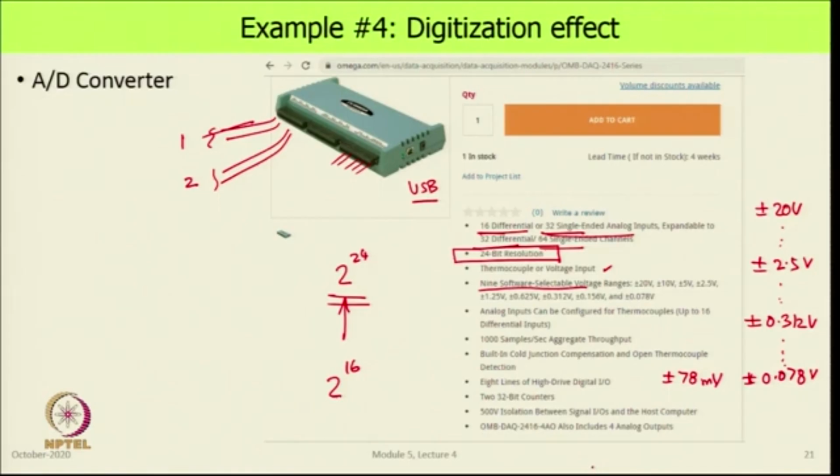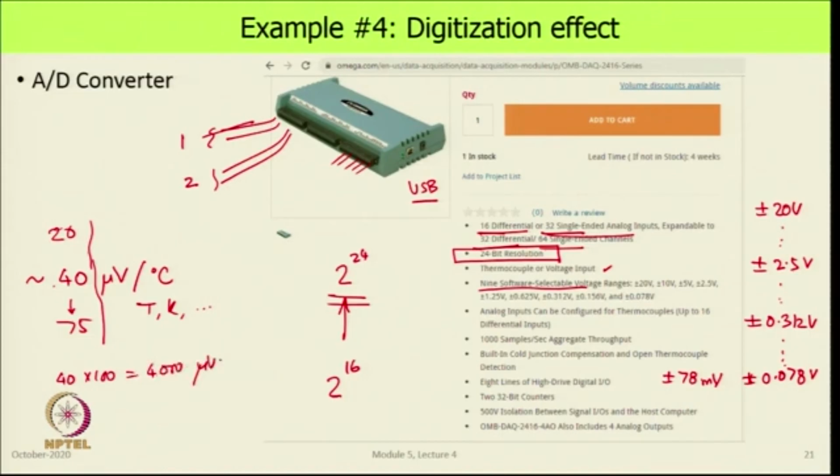Now, remember, thermocouples have sensitivity of the order of 40 microvolts per degree Celsius, maybe going up to 75 microvolts per degree Celsius, depending on the type of thermocouple, whether it is T or K or what. There are some which are even less than this, maybe 20 microvolts per degree Celsius. So, if our temperature difference is 100 degrees Celsius, then in this case we will get 40 into 100, which is 4000 microvolts or 4 millivolts.